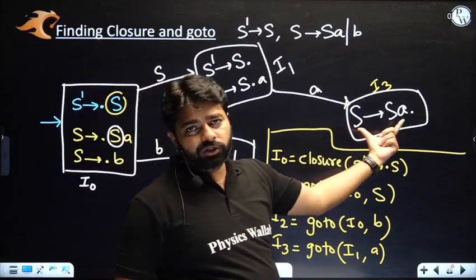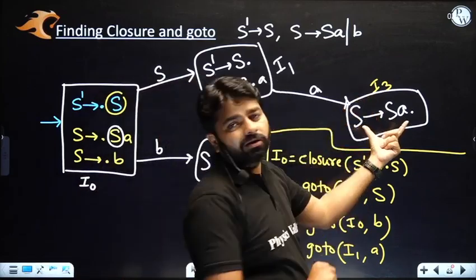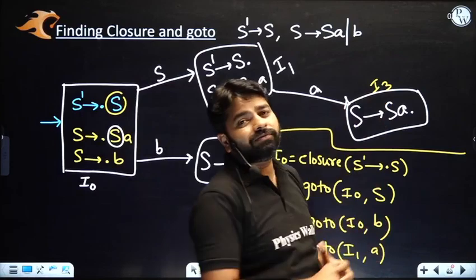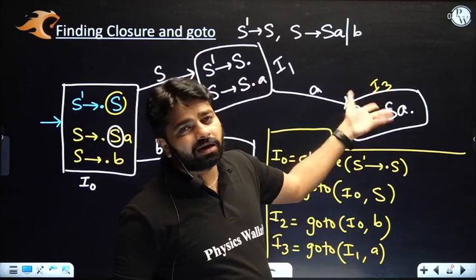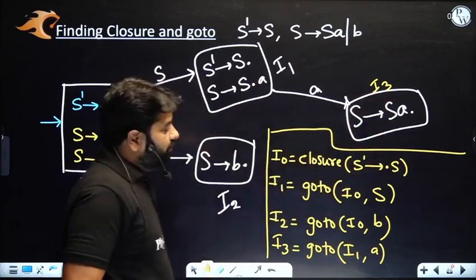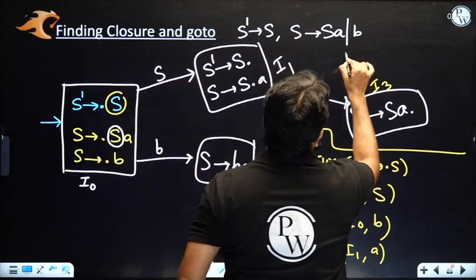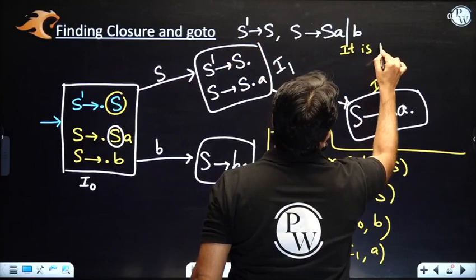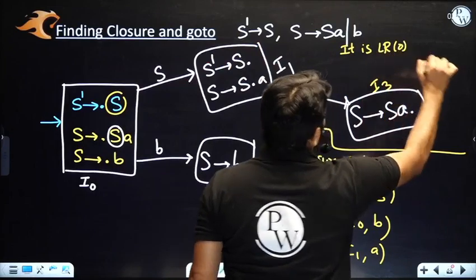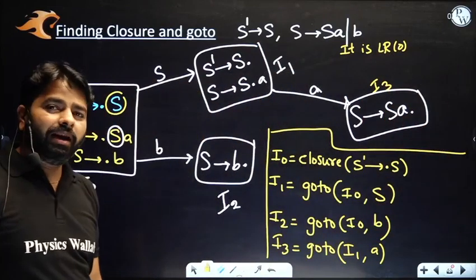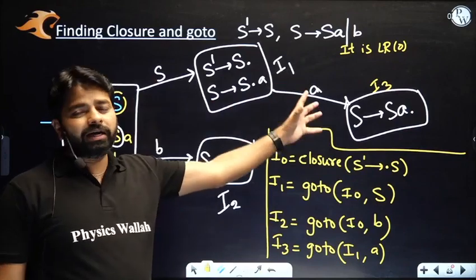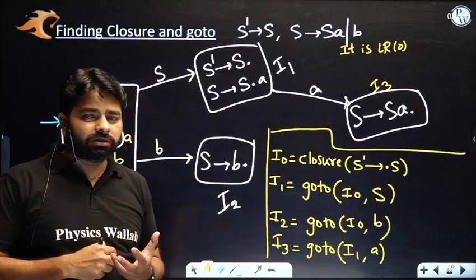Here you have a reduced, but do you have any other reduced here? No. Do you have any other item which is shift? No. So I can't produce an SR or RR conflict here. Fine. That is why this grammar is LR0. Why? Because it has no conflicts in LR0. This is how we check whether the grammar is LR0 or not.